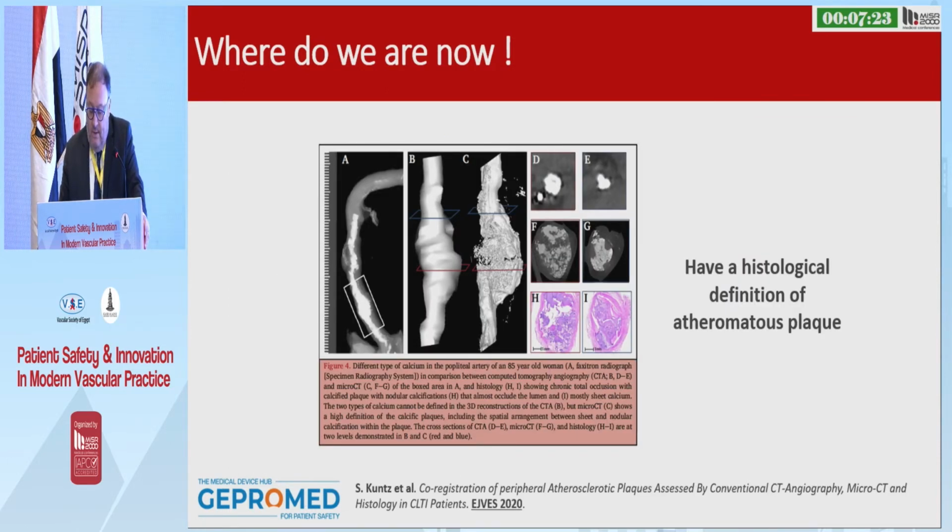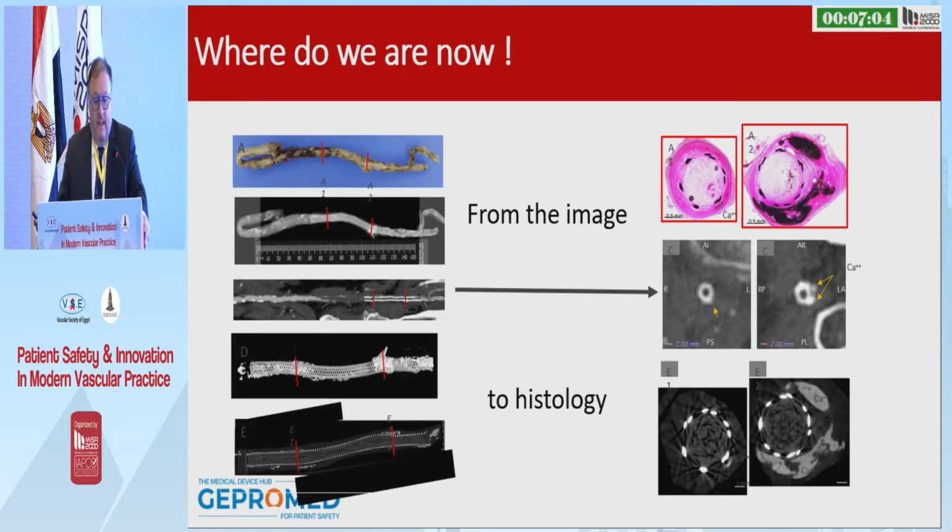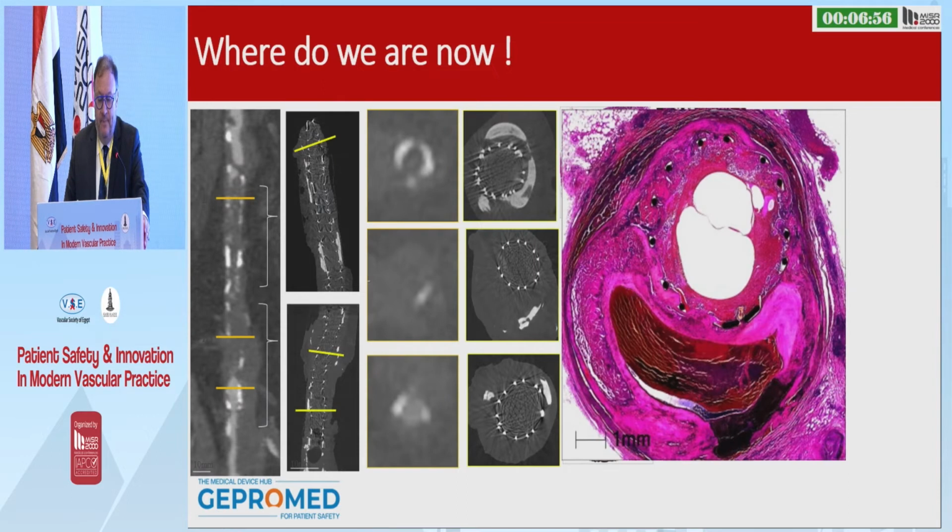This is also a paper we published. You have here faxitron. You have the reconstruction using the standard CT, micro CT. And you see at the same level the histology, micro CT, and CT. Then we started working to be able to read histology from micro CT.